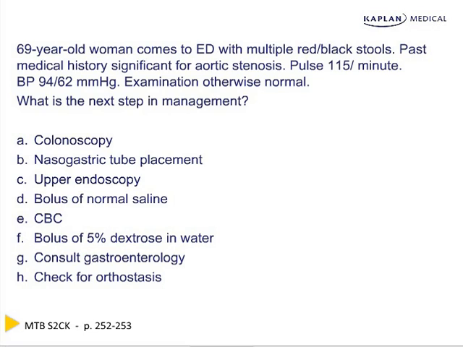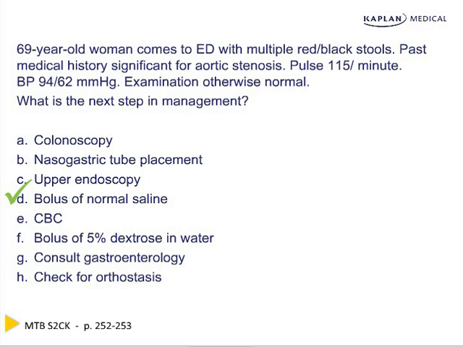Is it A, get a colonoscopy, B, place an NG tube, C, an upper endoscopy, D, a bolus of normal saline, E, a CBC, F, bolus D5, G, call gastro, or H, check for orthostasis? The correct answer here is D.